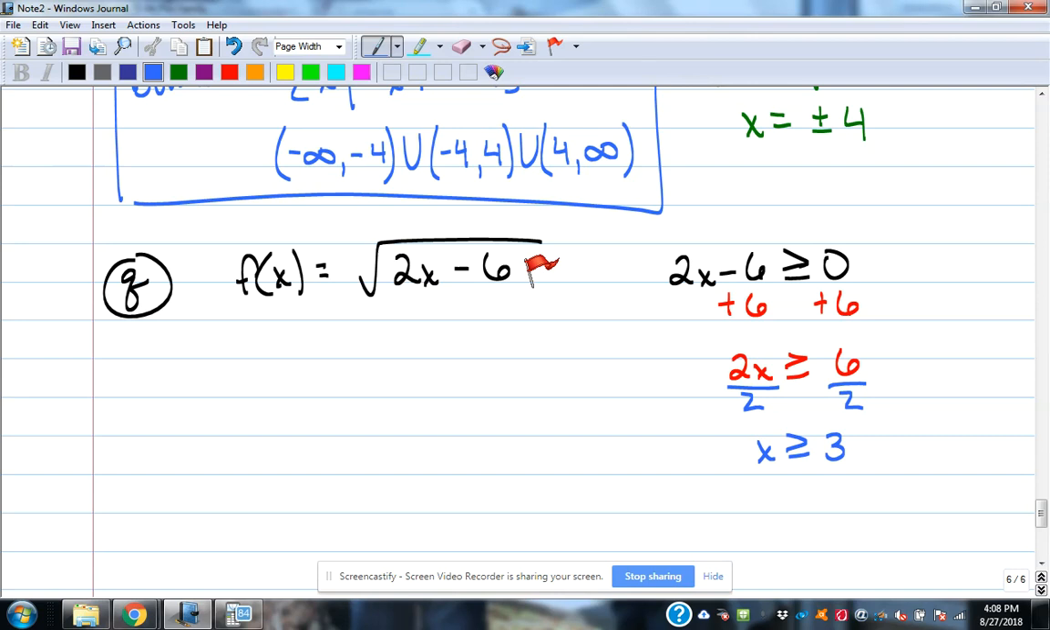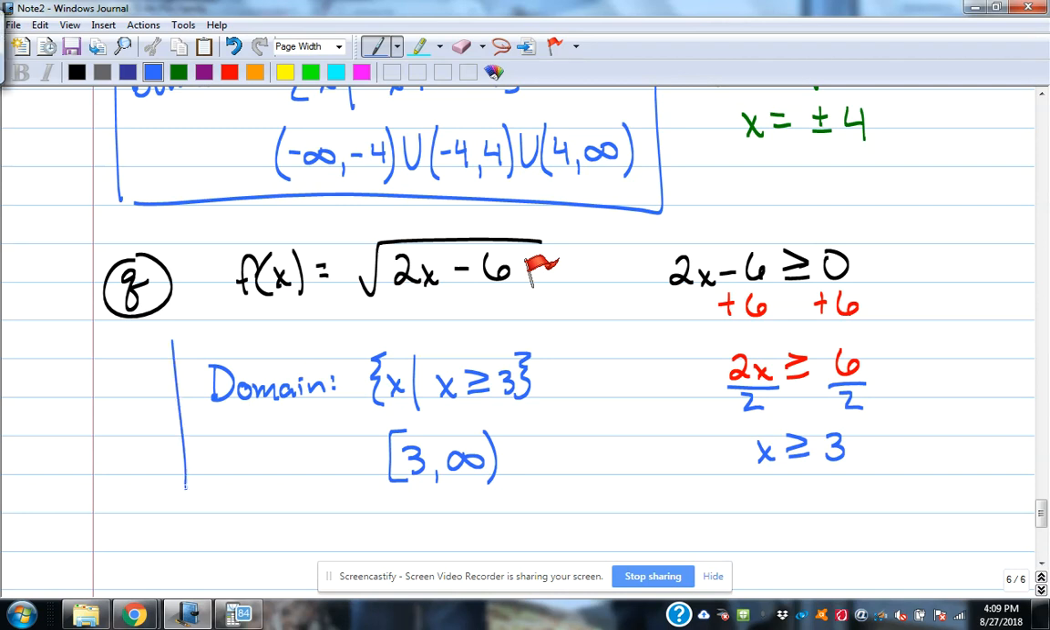So our domain, all x's, as long as x is greater than or equal to 3. That's the set notation of that. The interval notation is just as short and just as easy. It goes from 3 to positive infinity. The equal to mark, instead of putting a parenthesis on the 3, I'm going to put a square bracket. That means 3 is included. The square bracket means equal to. So 3 is included in that answer. So that's the domain for that particular problem.